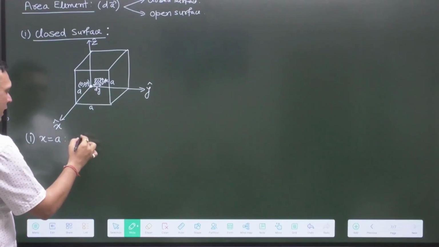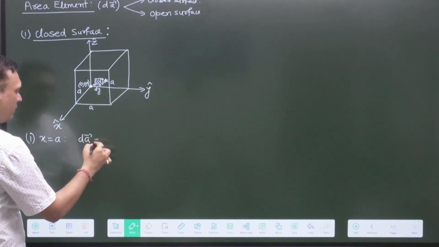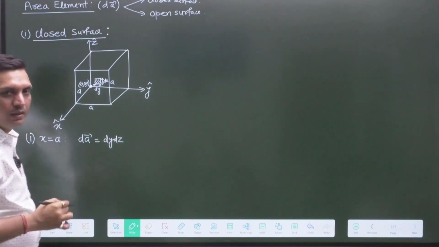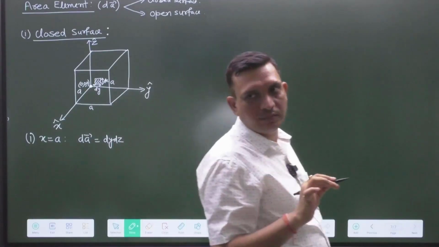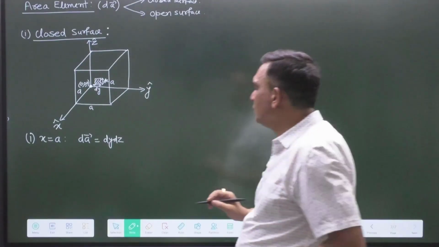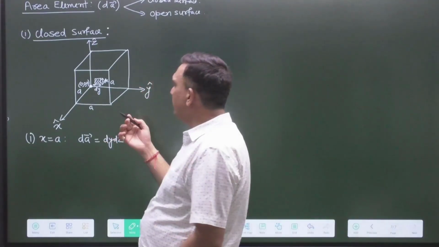So the area element is given by magnitude dy dz. If you draw some area element, one side is dy, another is dz. So that will give you dy dz. And what will be the direction?